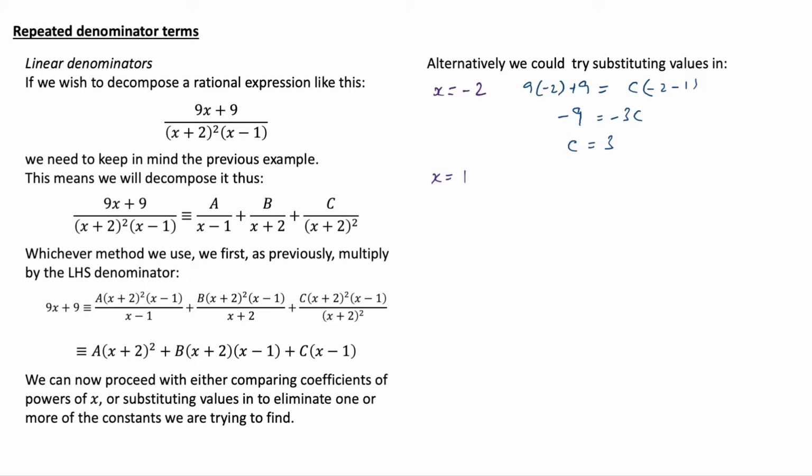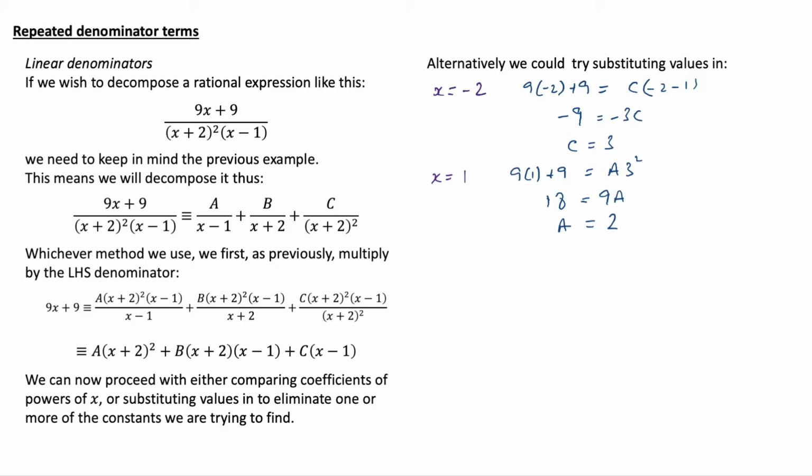If we put x equals 1 in, we're also going to get rid of 2 terms. We'll get rid of the b term and the c term because they're both being multiplied by x minus 1, which, when we put 1 in, will be being multiplied by 0. So that gives us 9 times 1 plus 9 equals a times 3 squared. The reason it's 3 squared is we've got x plus 2, and with x being 1, that is of course 1 plus 2, then squared. So that means we have 18 equals 9a and a equals 2.